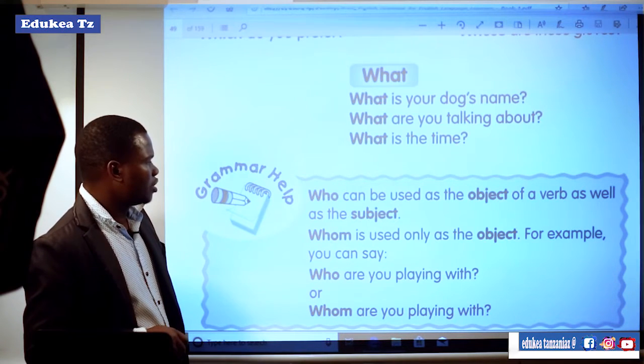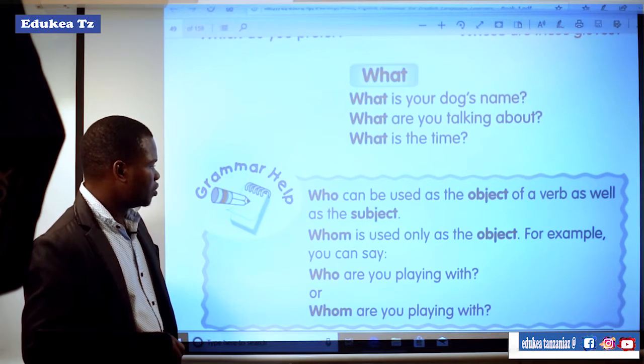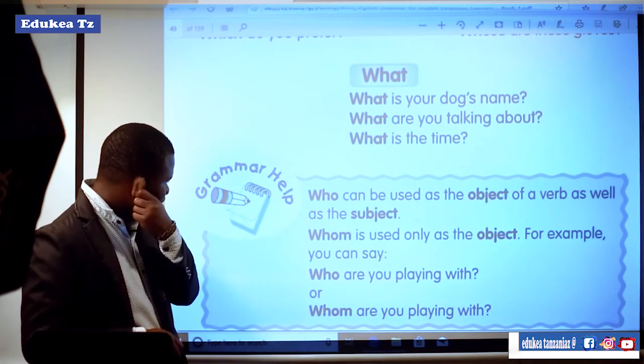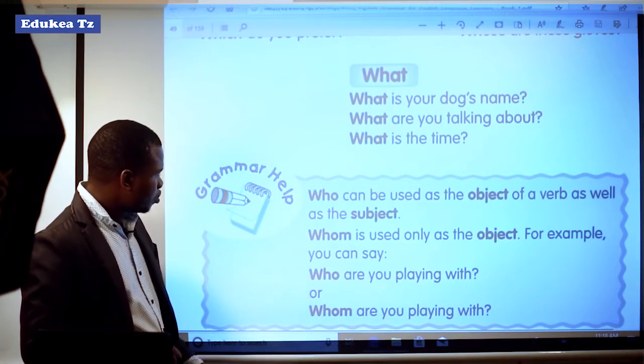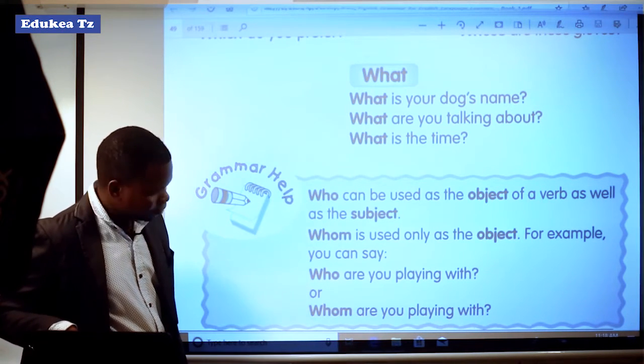Who can be used as the object of a verb as well as a subject. Whom is used only as the object. For example, you can say, who are you playing with? Or whom are you playing with?